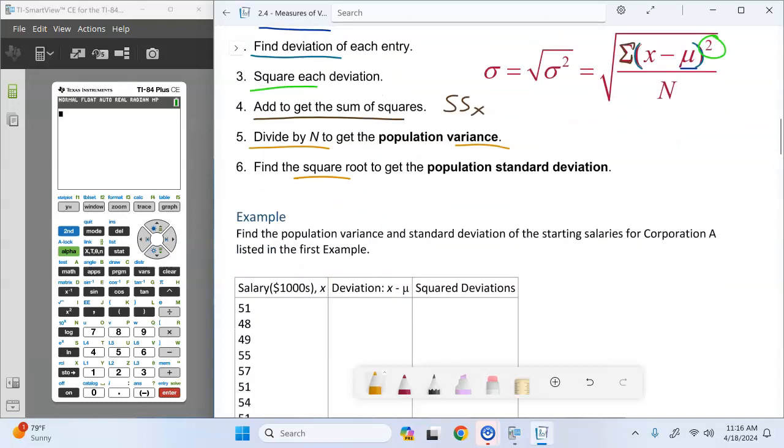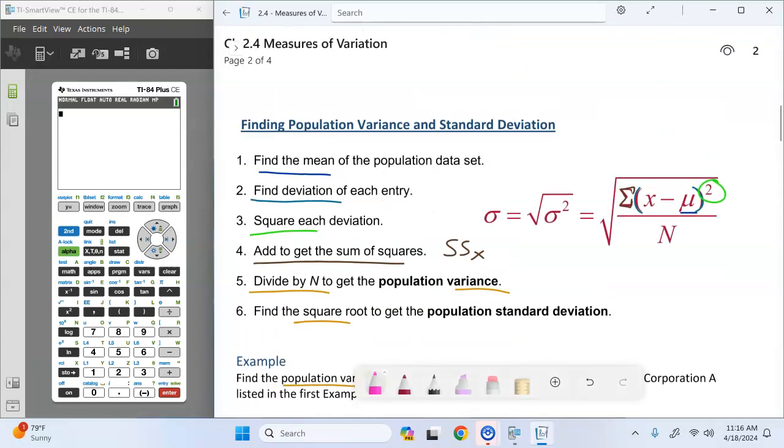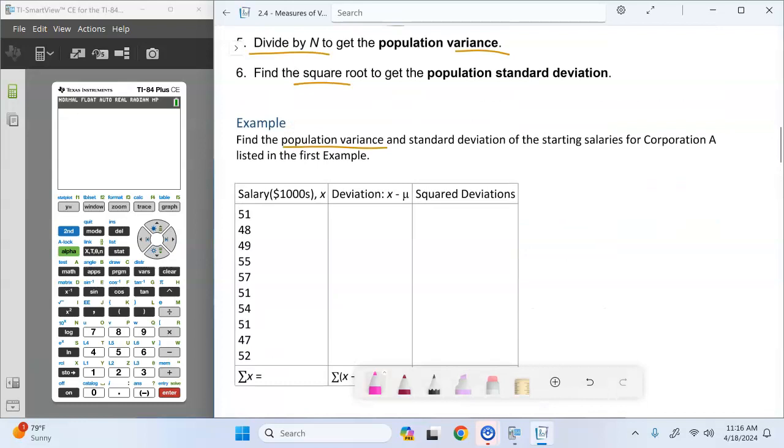So we want to find the population variance and the standard deviation for the starting salaries for just Company A. We're going to use Company A. The first thing we have to know is, what's the first thing we need to have in order to do standard deviation? We need the mean. They told us the mean on the last one, so we don't need to calculate it again. Our mean was 51.5. Okay, so there's our mean, 51.5.